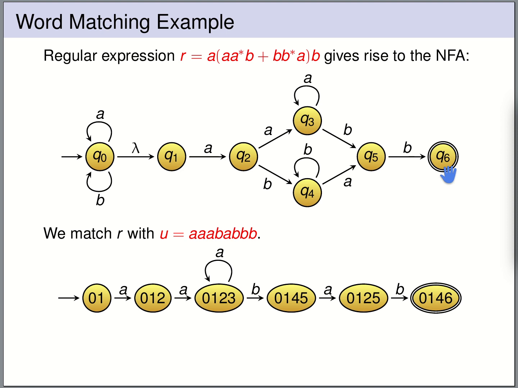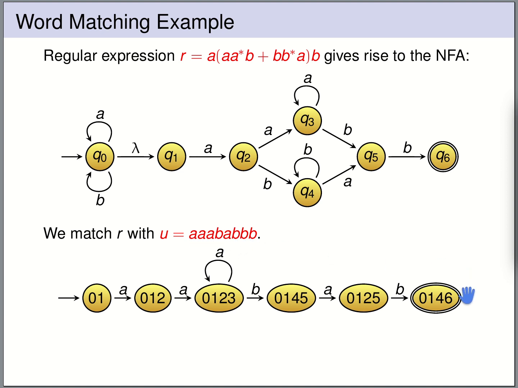According to Thomson's algorithm, we stop as soon as we have reached a final state. So this shows that we have been successful. We have found an occurrence of our pattern described by the regular expression in the word u.